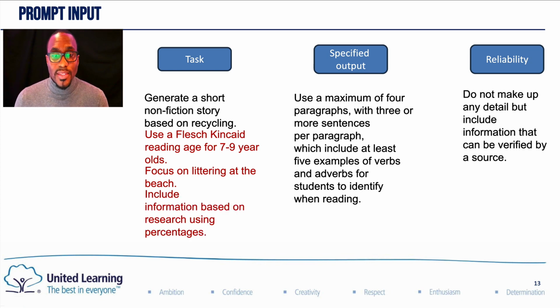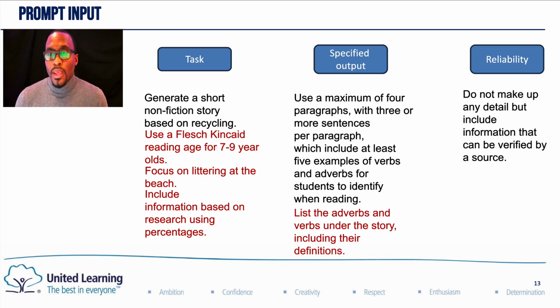We can also ask it to include information based on research, and we could also ask it to include percentages as well if we wanted our lesson to have statistics that students could cite in their discussion points. In terms of the outputs as well, we could ask the AI to list the adverbs and verbs underneath the story and also include their definitions. So let's input this new prompt into ChatGPT and Bard and see what it comes up with.